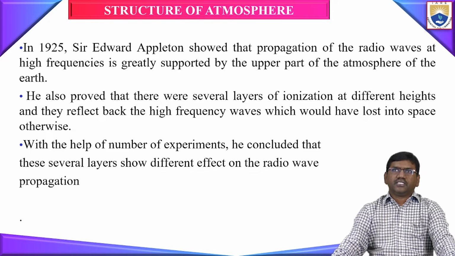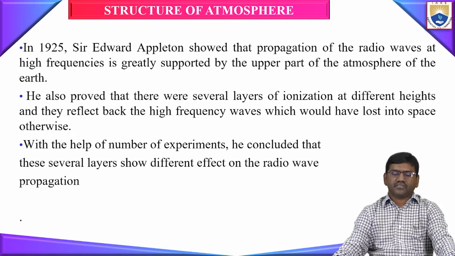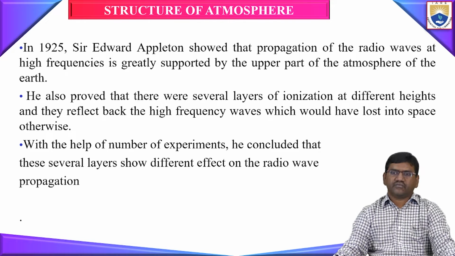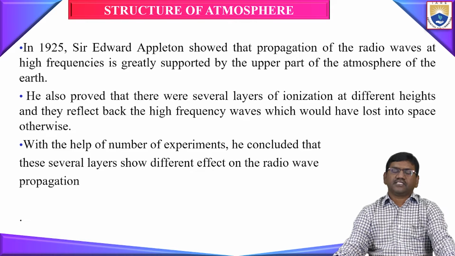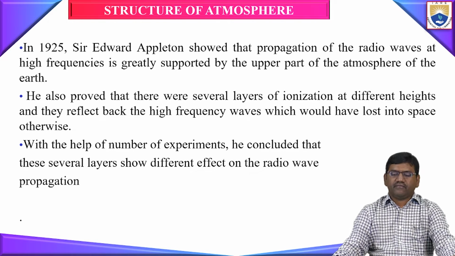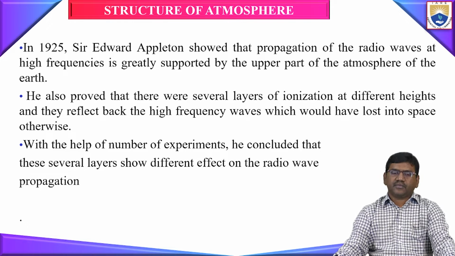He also proved that there were several layers of ionization at different heights, and they reflect back the high frequency waves which would have been lost into space otherwise. It means that when we transmit electromagnetic waves from the transmitting antenna, some waves are reflected, some waves are refracted and some waves escape into free space. So these reflection and refraction concepts take place in several layers of ionization in the atmosphere.